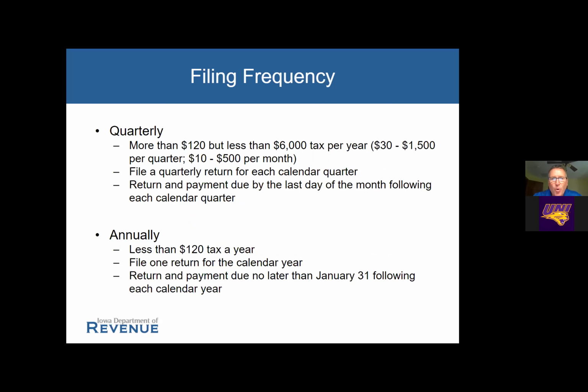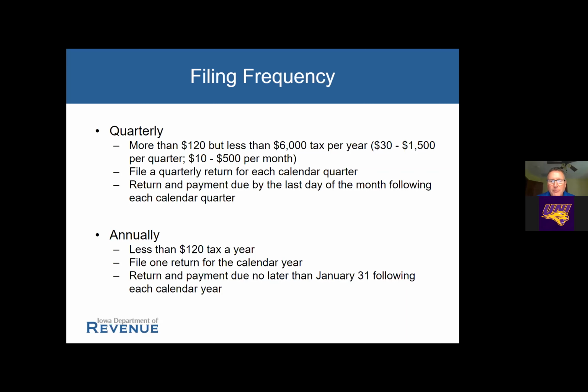We also have a quarterly filing frequency. This is for businesses that are remitting to the department more than $10 per month, but less than $500 a month. They can do this on a quarterly basis. They file a quarterly return with the department for each calendar quarter. Again, return and payment are due by the last day of the month following each calendar quarter.